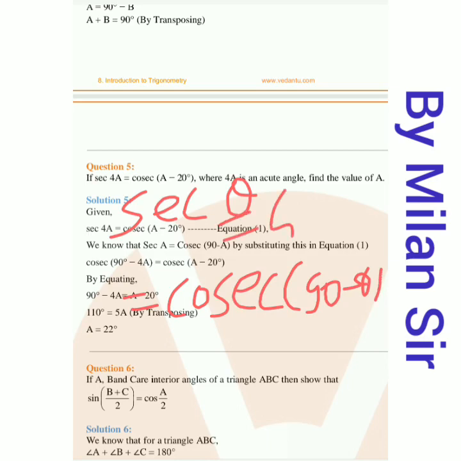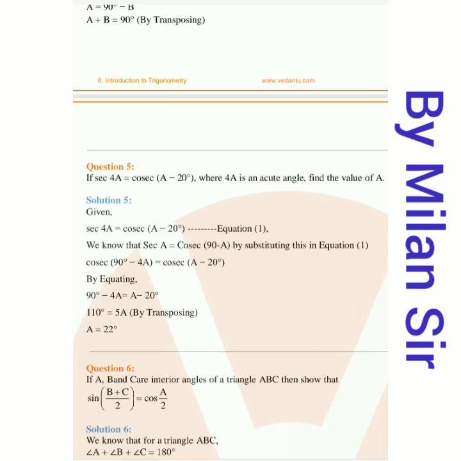Here 4a is there, so we need to write 90 minus 4a. So that thing I put here, I apply here. On the left hand side, sec a is equal to cosec (90 minus 4a), and the right hand side is as it is. Again cosec, cosec, same functions are present, and in between an equality sign is there. So my angles must be the same because the cosec trigonometric ratios are the same. So 90 minus 4a is equal to a minus 20.